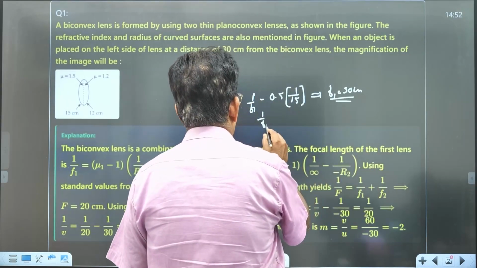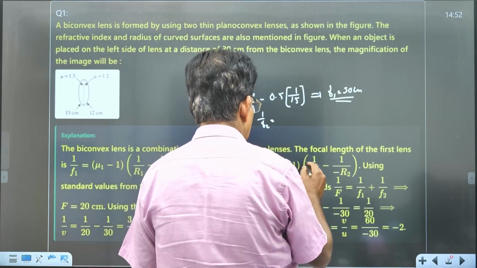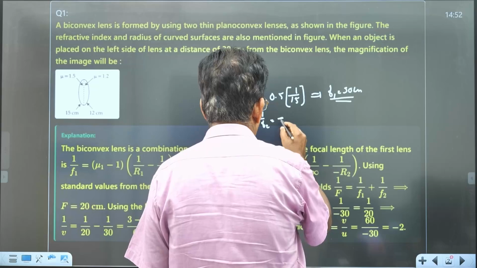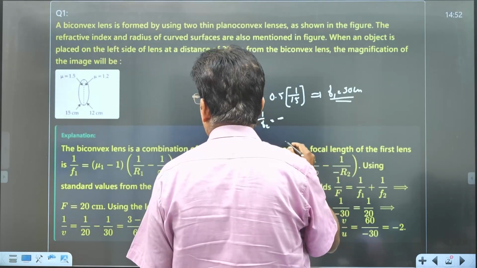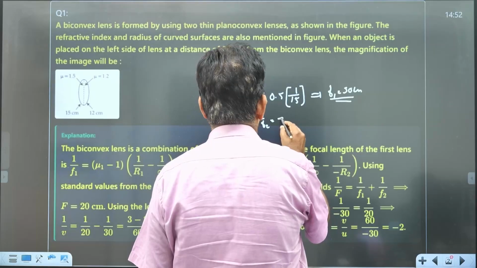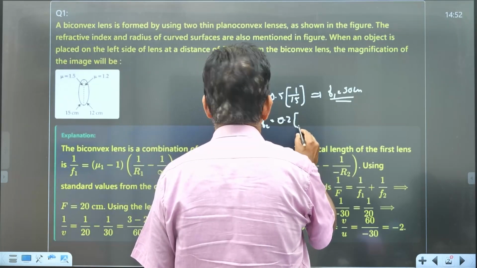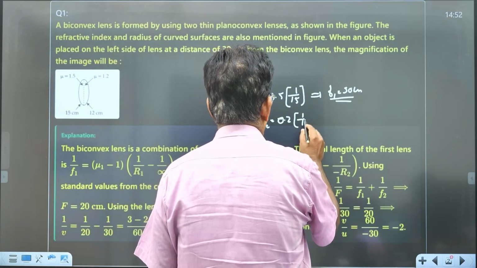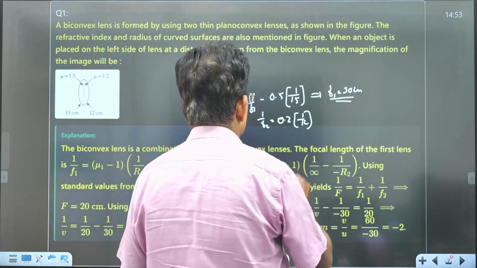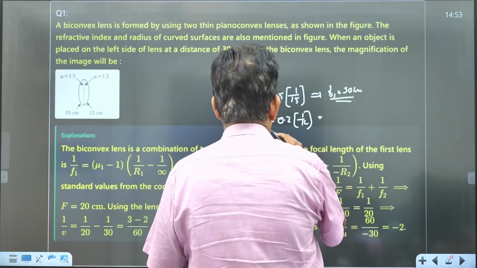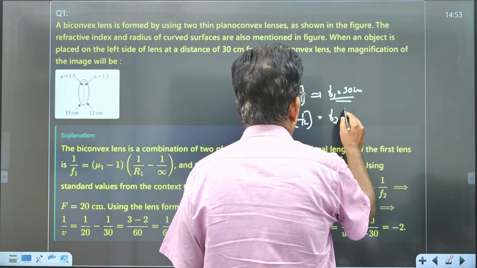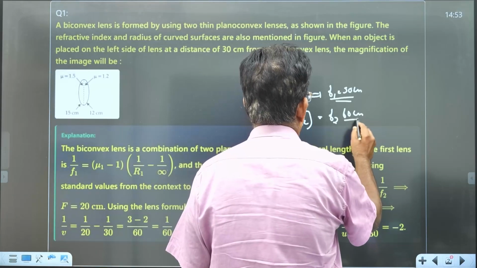Second one, 1 by f2 is equal to mu minus 1, which is 0.2, into 1 by 12. That is also a plano-convex lens. That comes to be 0.2 into 1 by 12, so f2 is 60 centimeter.